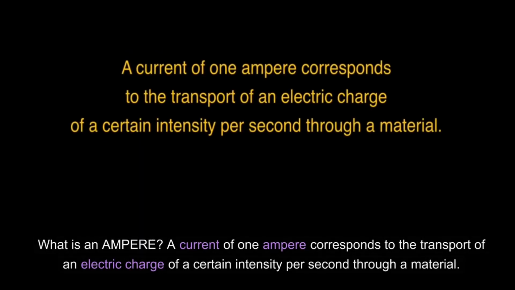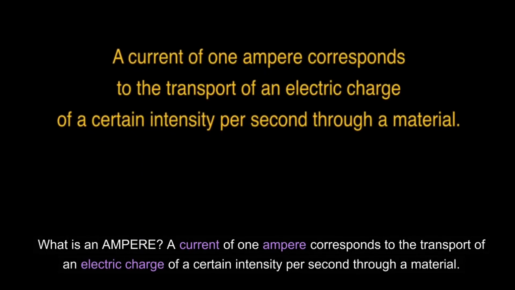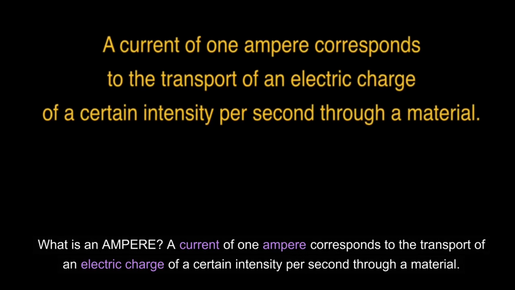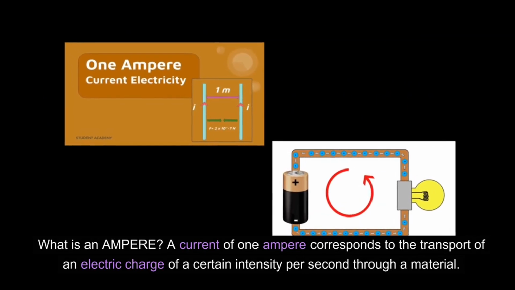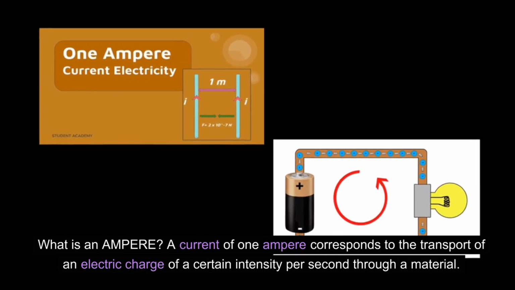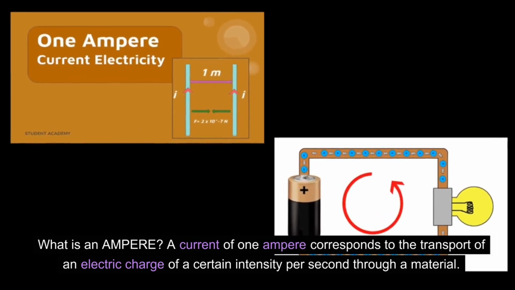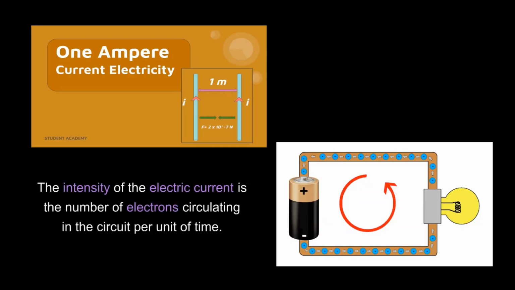What is an ampere? A current of 1 ampere corresponds to the transport of an electric charge of a certain intensity per second through a material. The intensity of the electric current is the number of electrons circulating in the circuit per unit of time.